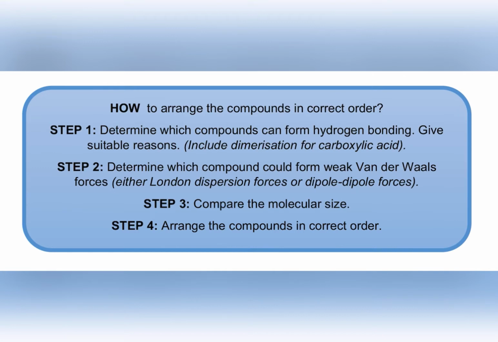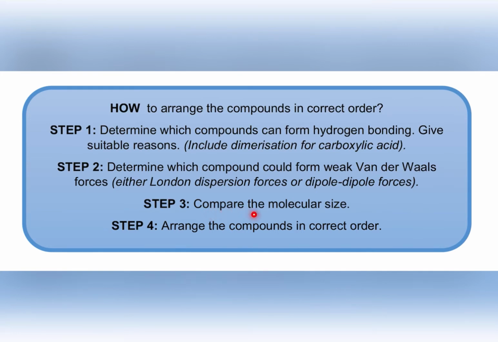First step, you have to determine which compound can form hydrogen bonding. You have to give the suitable reason, and please include dimerization for carboxylic acid. Step number 2, determine which compound could form weak van der Waals forces. Van der Waals forces here, you can use specifically either London dispersion forces or dipole-dipole forces. London dispersion forces is for non-polar molecules and dipole-dipole forces is for polar molecule.